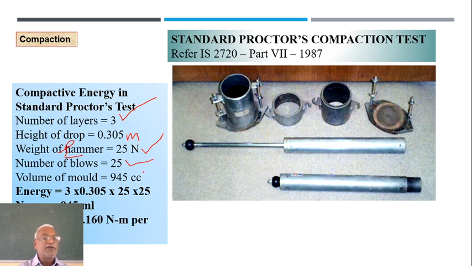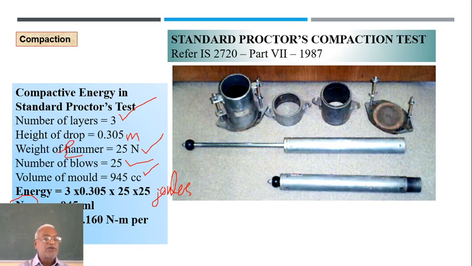The volume of the mold is 945 cc. Now energy, if I want to calculate, it will be 3 layers multiplied by 0.305 meters multiplied by 25 blows, right? And then it is of 25 Newton. So here the unit becomes Newton meter, because 25 Newton falls through a height of 0.305, and the only other thing is the number of times. So the unit is Newton meter, or this itself can be told as joules also, right? So work done is nothing but energy given to the soil.